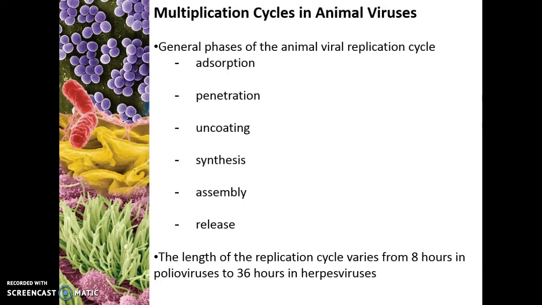Alright, so animal viruses, there are 6 major steps within this process. The first is going to be adsorption, right? Not absorption, but adsorption, when the virus locks on to the surface of the host cell. And it's going to do this specifically through the interaction with that virus spike and a receptor on the host cell.